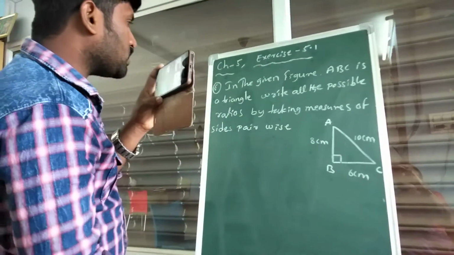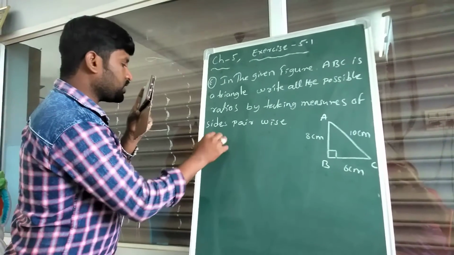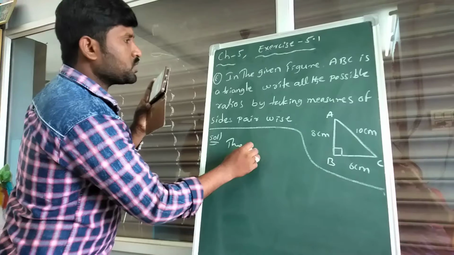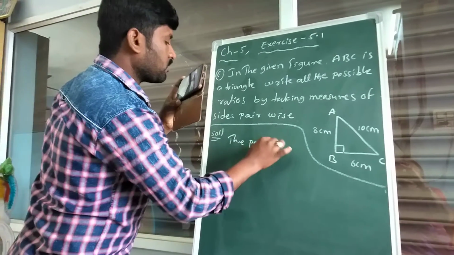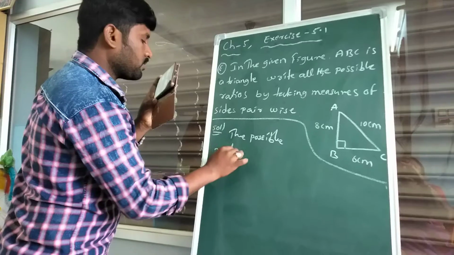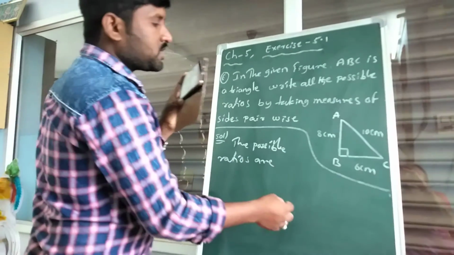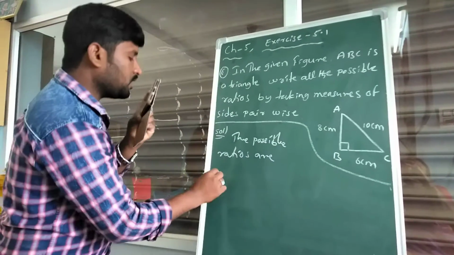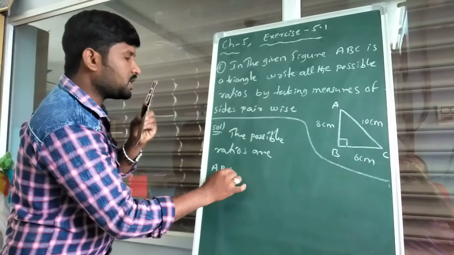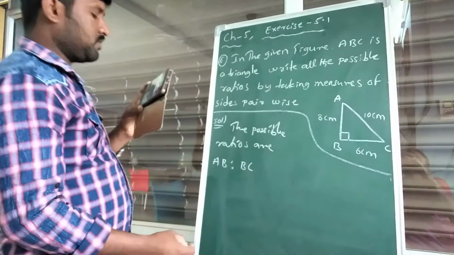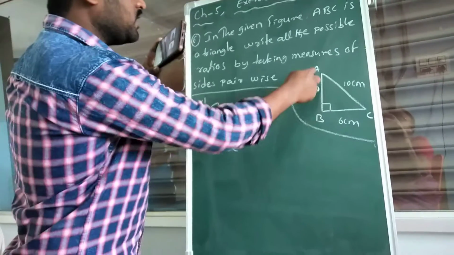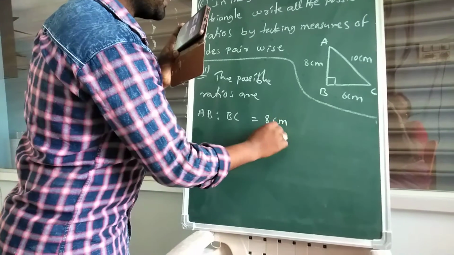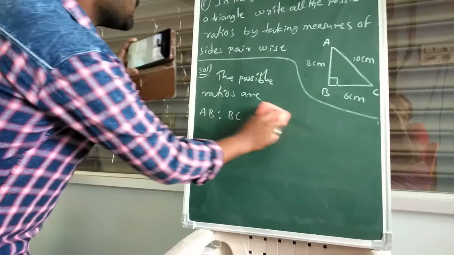Now see the possible ratios. Its solution. The possible ratios are, first of all I am taking two sides AB, BC. Okay, you can write like this, AB is to BC. AB means what? That is 8 centimeter.